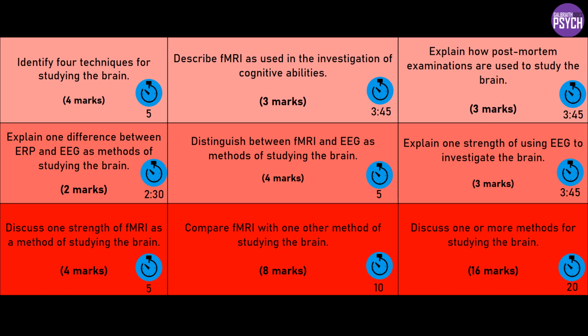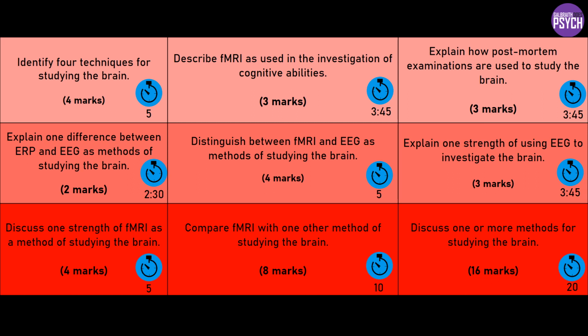Right, let's crack on. Here we've got the command word identify. Even though it's a very generous time limit here, on the day, if you get something like this, you are banking a couple of minutes to use on more challenging questions later. So, 4 techniques for studying the brain. There are many more than 4, but the 4 you're supposed to know for the AQA spec are fMRI, EEG, ERP, and post-mortem.